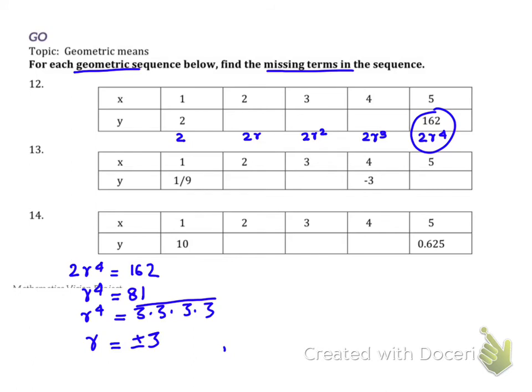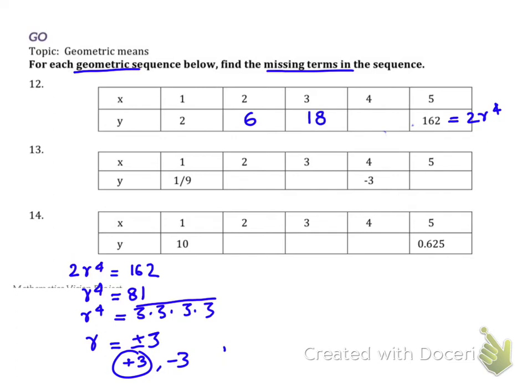I'm going to write the missing numbers based on that, so I'm just going to erase this part so that I can write my different values. That is equivalent to 2r to the power 4. So I have to take plus 3 and then minus 3. If it is plus 3, 2 multiplied by 3 is 6. Again multiplied by 3 is 18. Again multiplied by 3 is 54. Again multiplied by 3 you get 162.